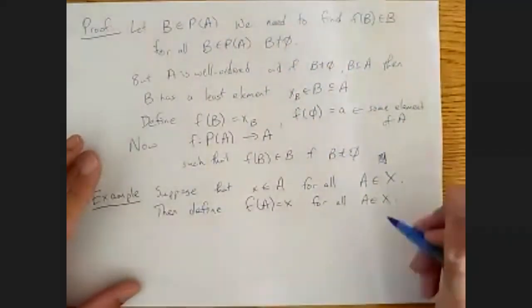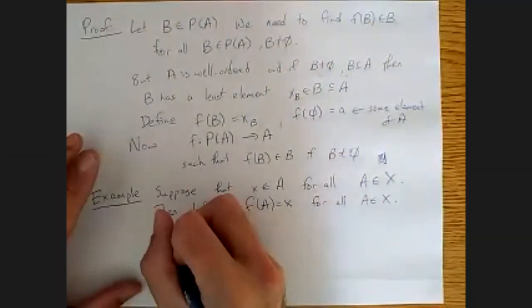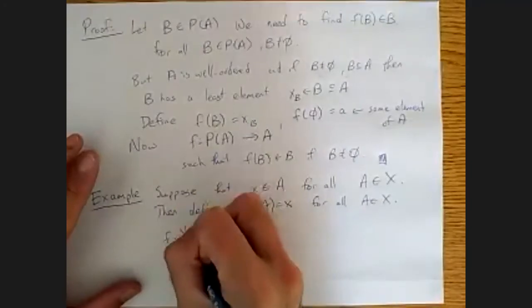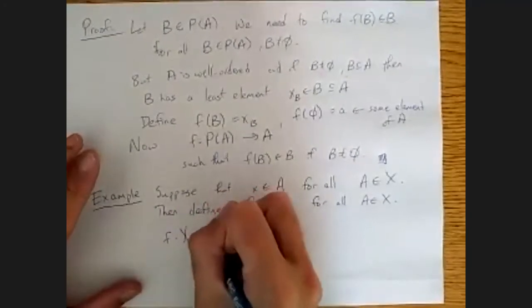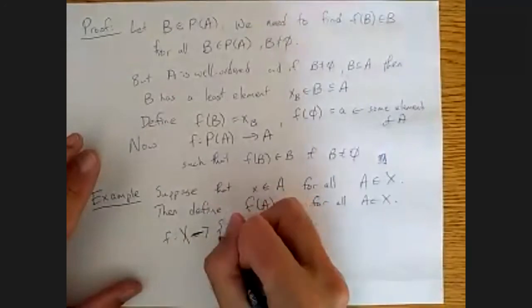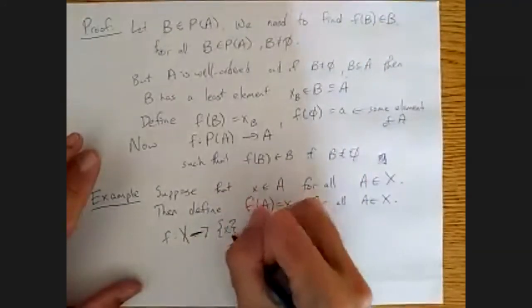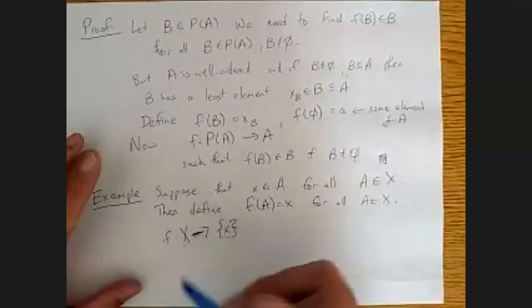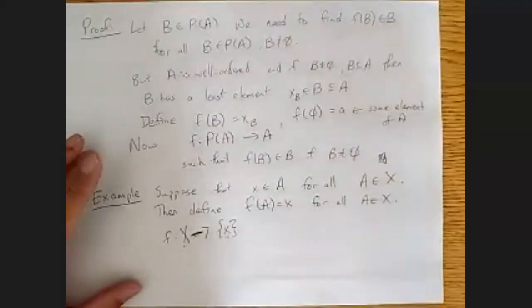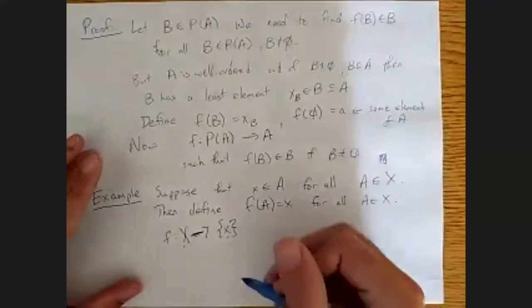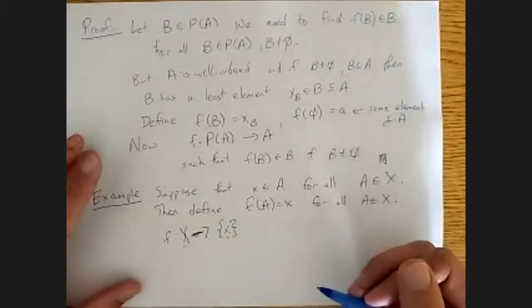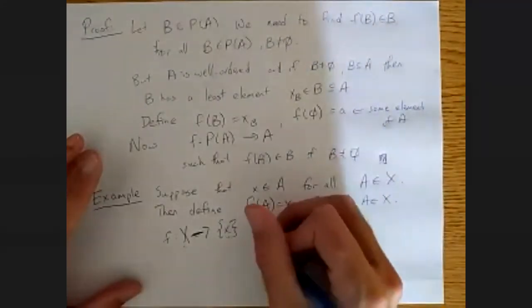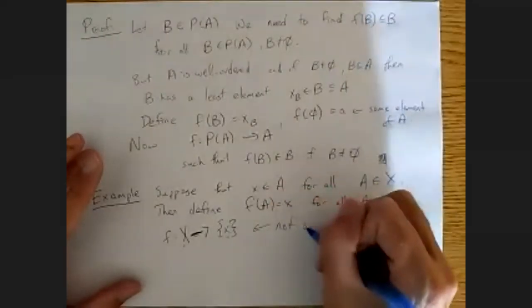So in this case, this function f from X is just the singleton. This is definitely not a bijection. The value is the same at every element of X. So this is the constant function, the opposite of a bijection. It's not a bijection.